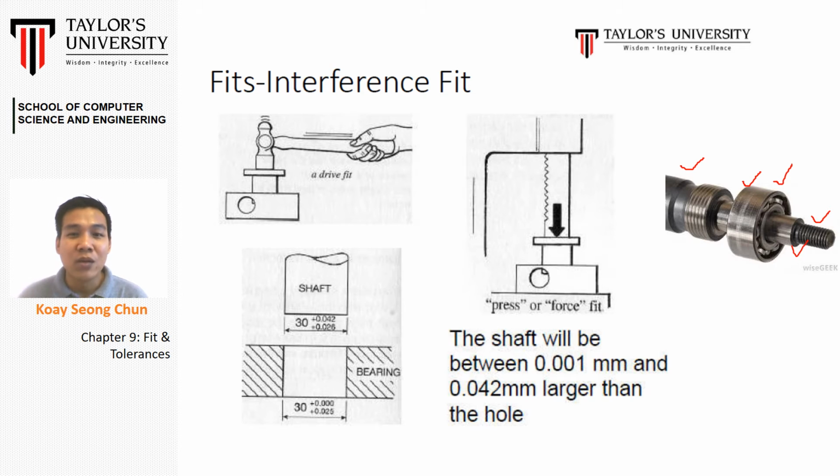Why do we need an interference fit? Because this machine component will be subject to vibrations. If we have a very big gap between these two parts, it may easily come loose and it will fail. So how do we control the fit? We actually control it by using tolerance.